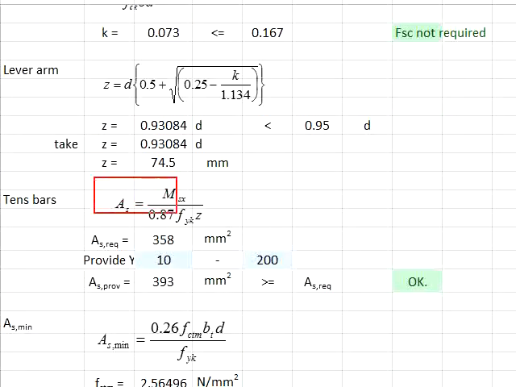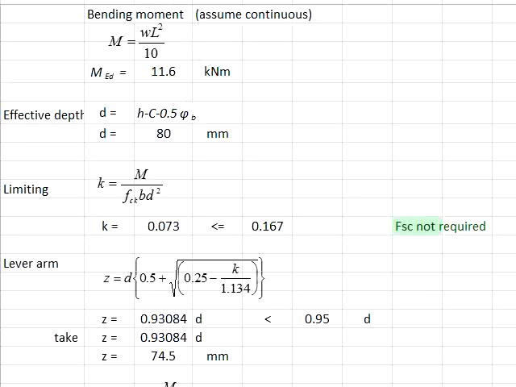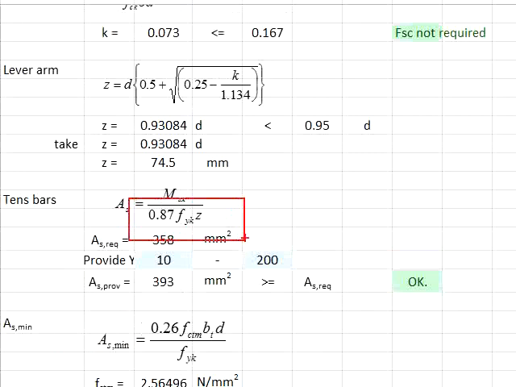Next, we will calculate the area of the reinforcement bar required. Substitute the moment acting onto the staircase, which is 11.6 kN meter, divided by 0.87 FYK Z. FYK is given 500 N/mm², and the Z here is calculated as 74.5 mm. You will obtain the AS required of 358 mm².